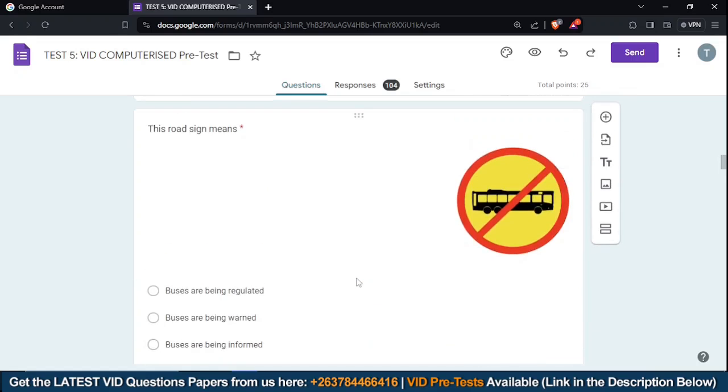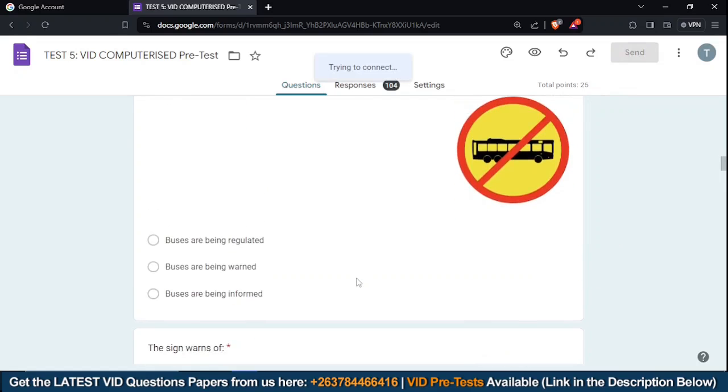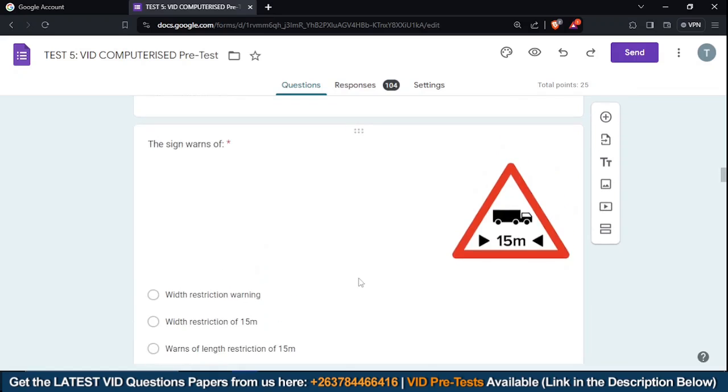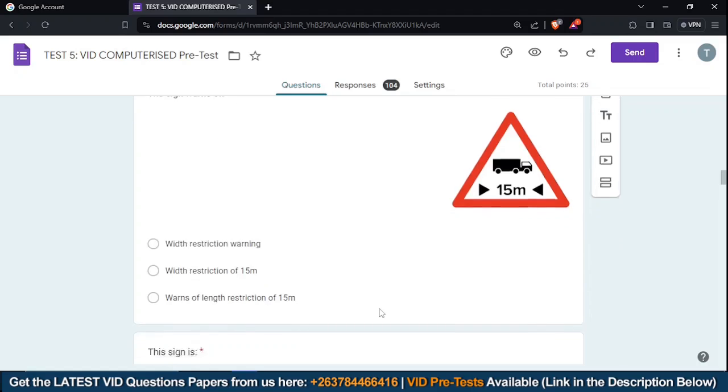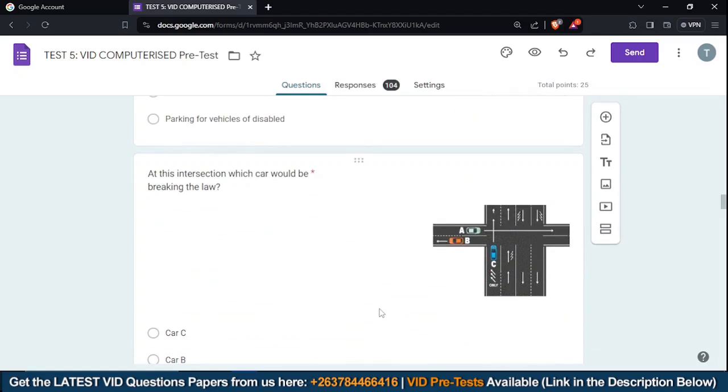Most people also think that this one is what we call a width restriction. Yet there's a difference between a length restriction and a width restriction. This one is a length restriction because you can actually see the back to the front. For the purpose that you would want to take this test, I'll leave some of the questions so that you can WhatsApp me and be able to take this test.